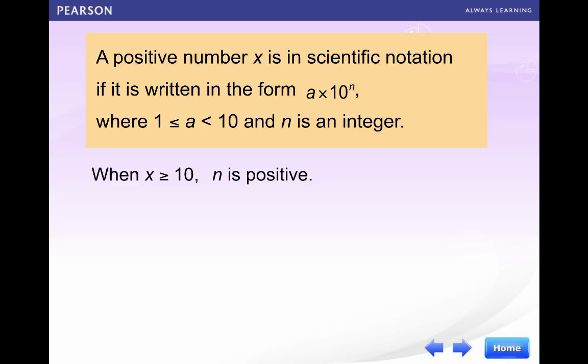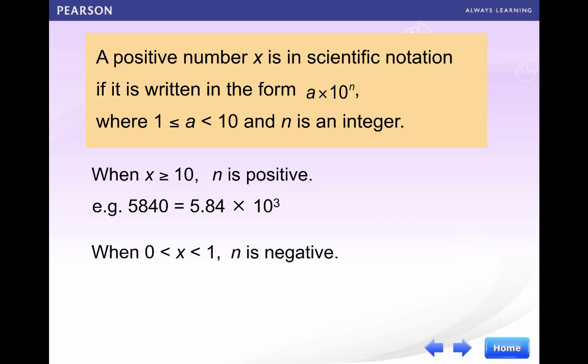Let's say originally the number is greater than 10. So the power will be a positive power. For example, 5,840, we can change it into 5.84 times 10 cubed. 5.84, it must be a number between 1 and 10.